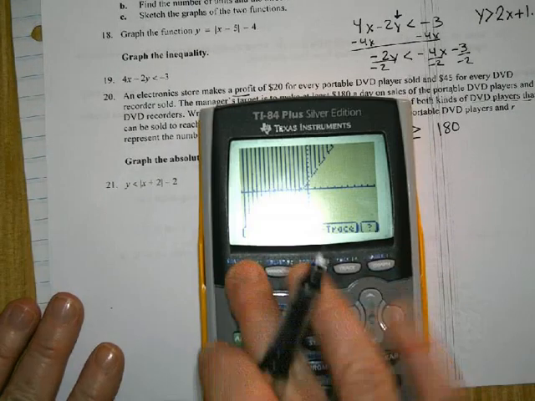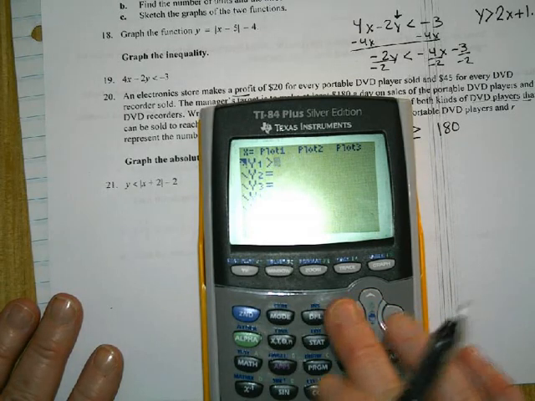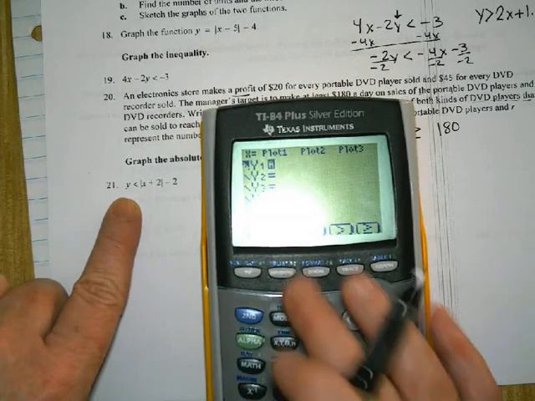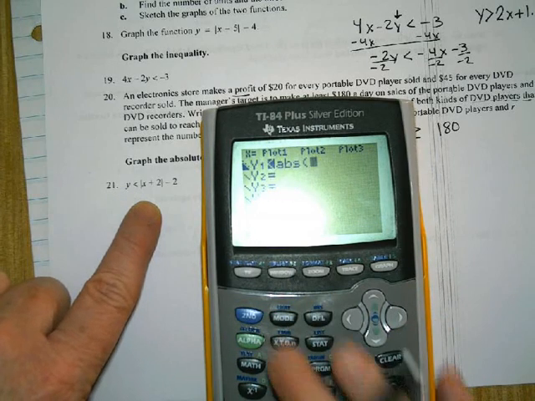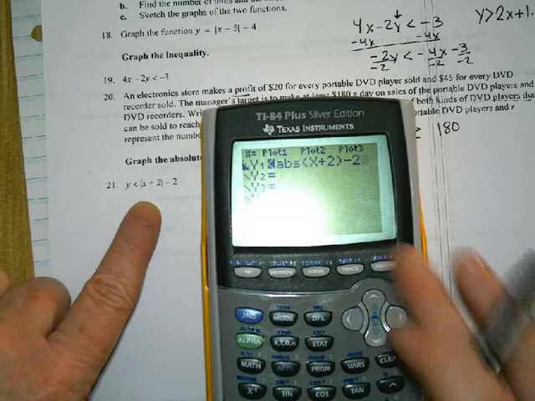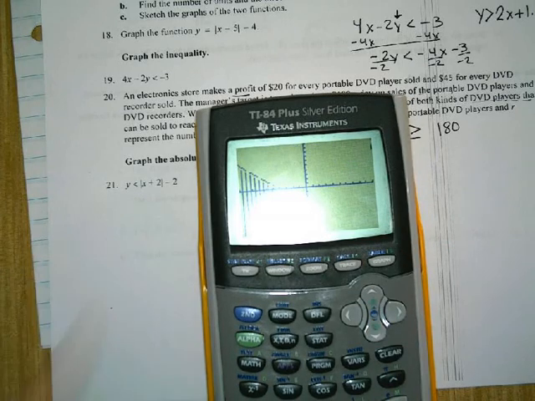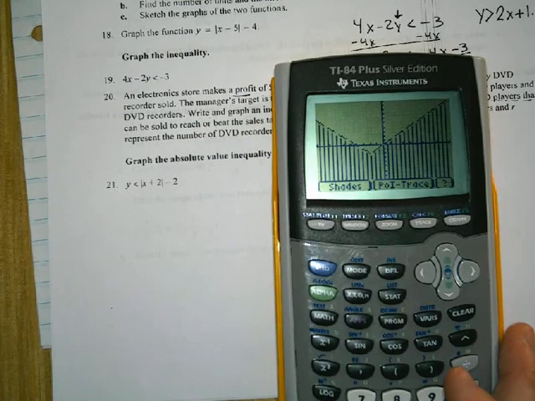21, graph the absolute value inequality. Go to y equals. You still need inequalities turned on. We want it to be less than, change it to less than, enter the absolute value, x plus 2 minus 2. And when we graph, it's a dotted absolute value graph, so it's a dotted V with shading below.